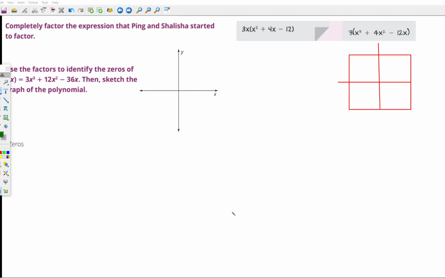Excuse me. So who would we want to factor completely from, Ping or Shalisha? Ping, because she has the most out. And so let's look at Ping's. We have 3x, x squared plus 4x minus 12. We need to factor out this trinomial.